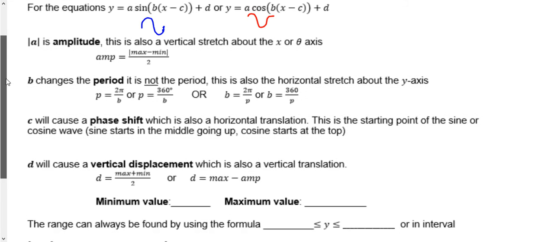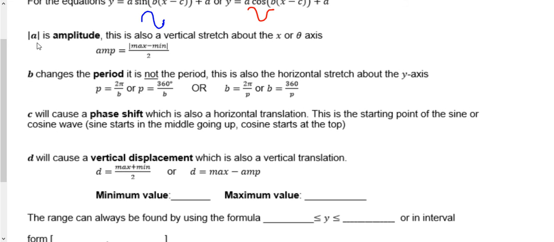So going through our transformations, A is amplitude, and amplitude is always going to be an absolute value. And you have an equation here to find amplitude as well. It's always going to be your max minus your min divided by 2. Amplitude is basically our vertical stretch. There's no such thing as a negative vertical stretch. If you had a negative in front of your amplitude, it's basically a reflection and then you have your amplitude.